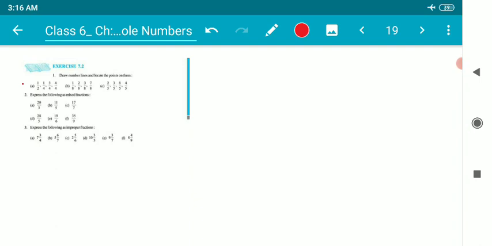Children, in the previous video, we had a discussion on exercise 7.1 and we understood a very important portion of this chapter. So here in this video, we are going to discuss exercise 7.2 and we'll be learning some different questions dealing with number lines and fractional values. The very first question of this exercise is: draw number lines and locate these points on them.